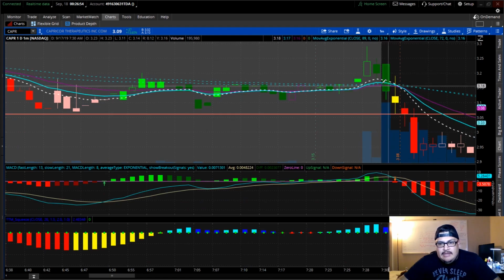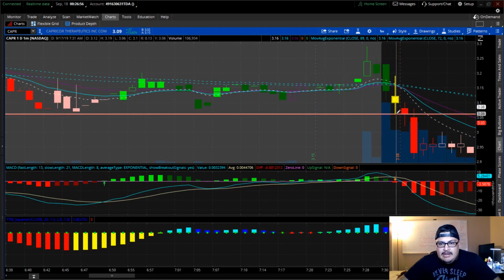Around the open, when this opened and we're taking a look at it, it was pretty volatile, and then it came down and tested straight up to my resistance line. You see how it came straight up to my resistance line? We had a little pop up here, and then it did break the $3.